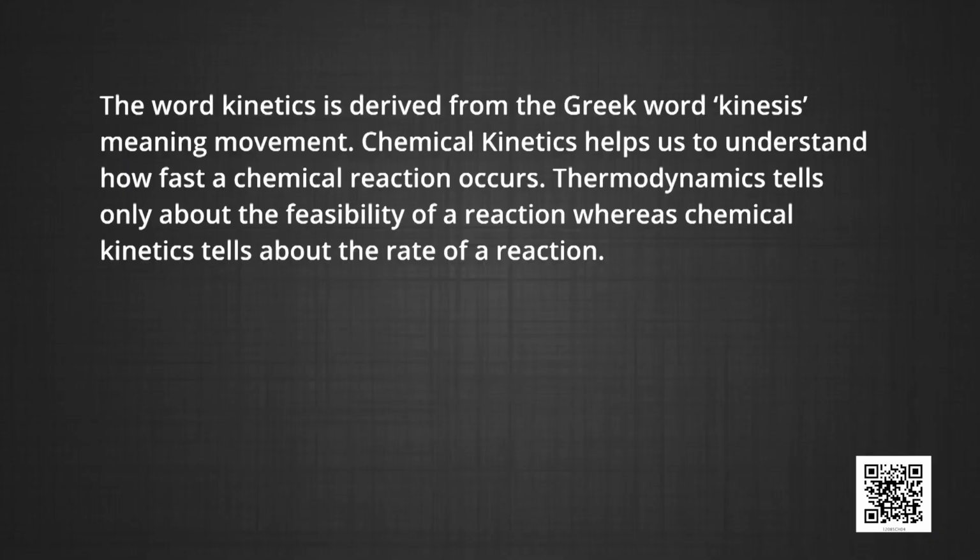The word kinetics is derived from the Greek word kinesis, meaning movement. Chemical kinetics helps us to understand how a chemical reaction occurs. Thermodynamics tells only about the feasibility of a reaction, whereas chemical kinetics tells about the rate of a reaction. For example, thermodynamic data indicate that diamond shall convert to graphite, but in reality the conversion rate is so slow that the change is not perceptible at all. Therefore, most people think that diamond is forever.